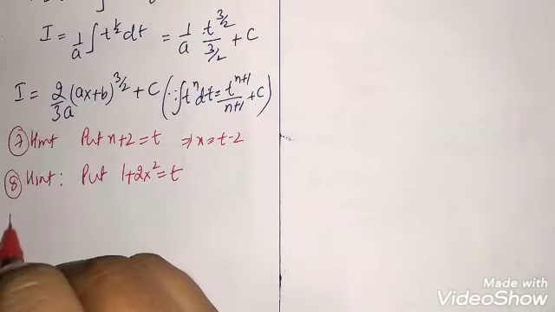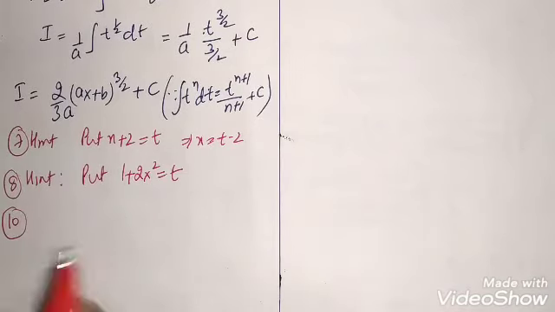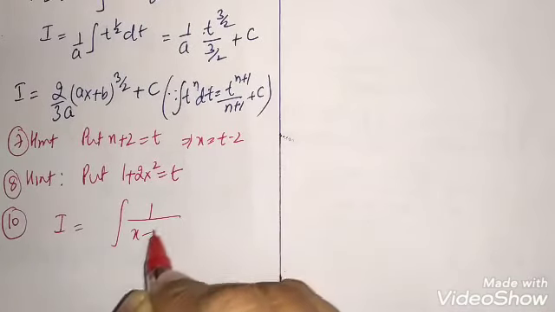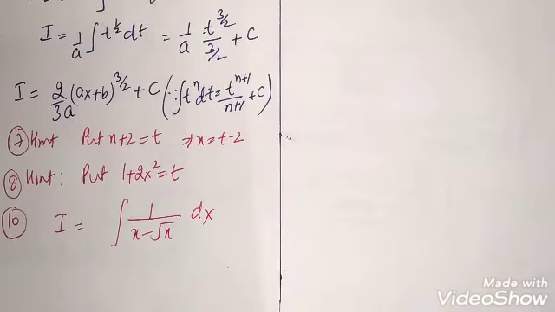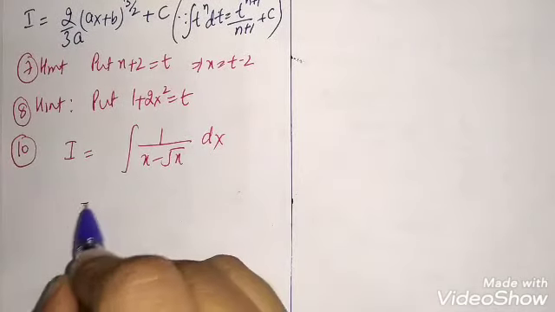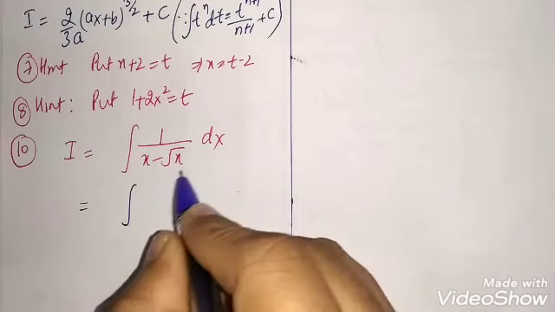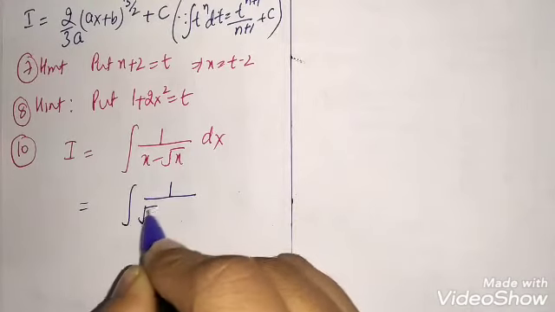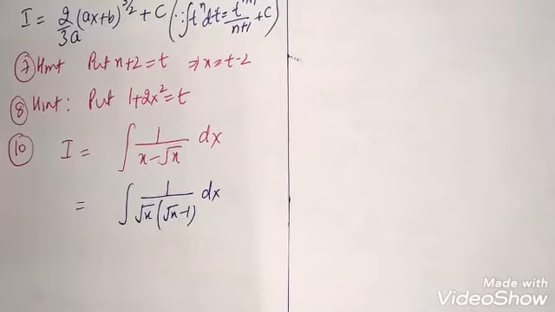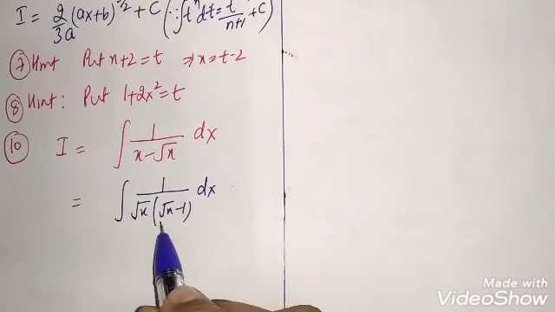Now moving to the 10th question. In the 9th, I am not even giving you the hint; try to solve it by yourself. Moving to question number 10: find the integration of 1 upon x minus root x dx. What can I take out common from here? I can take out root x common from here. This is root x into root x minus 1 dx. Very easy to solve.